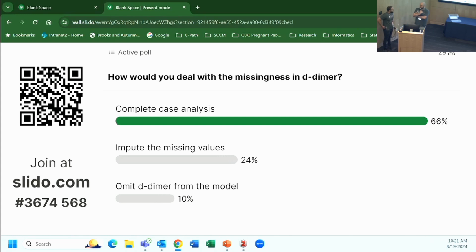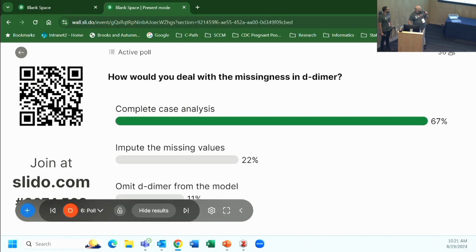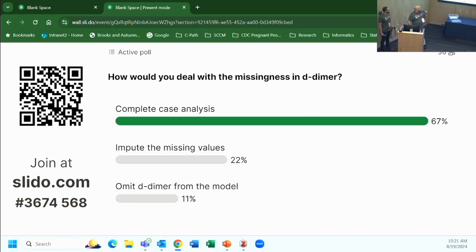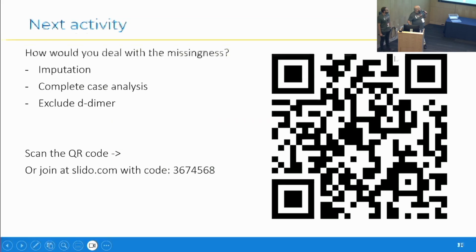I love that their thought process followed exactly what our thought process was. Yeah. So the winner far and away right now is complete case analysis. And I think that makes sense. Definitely want to talk about imputation and omitting as well.